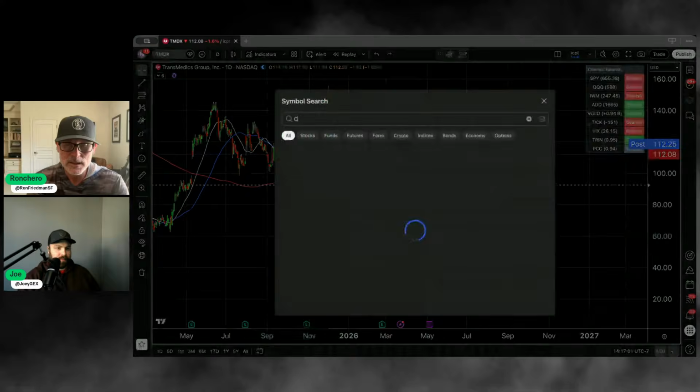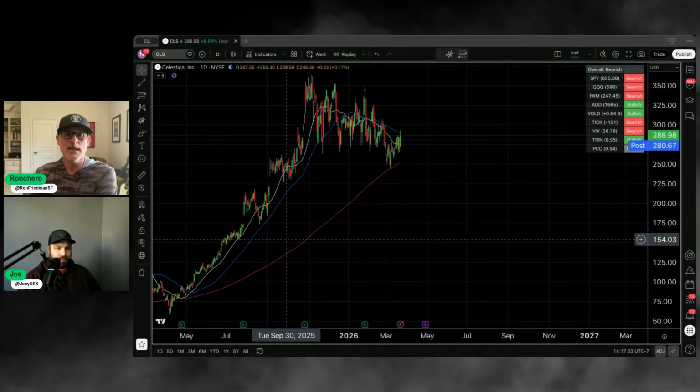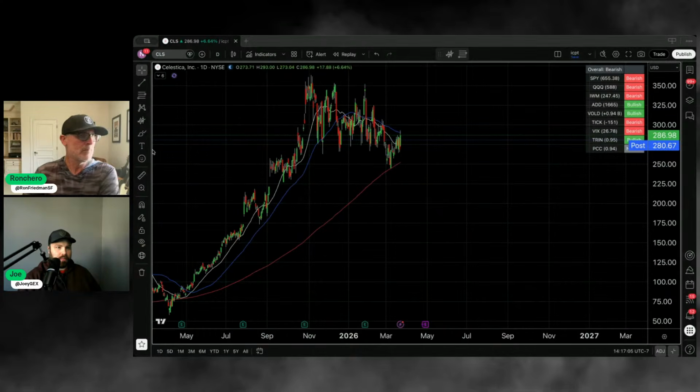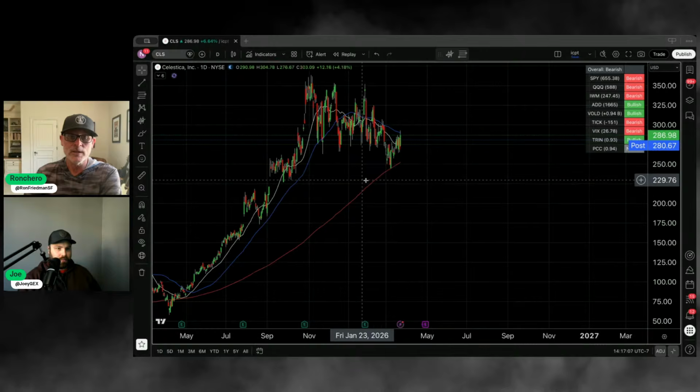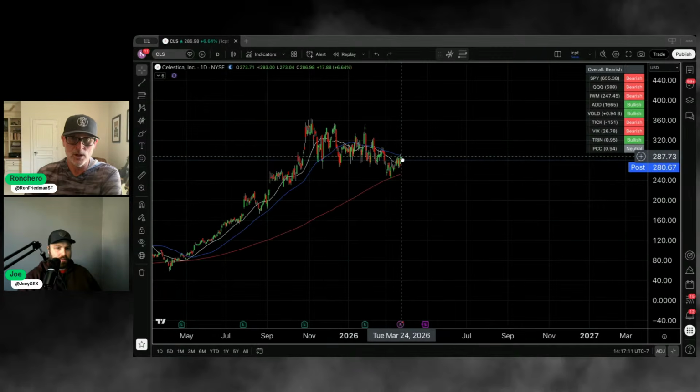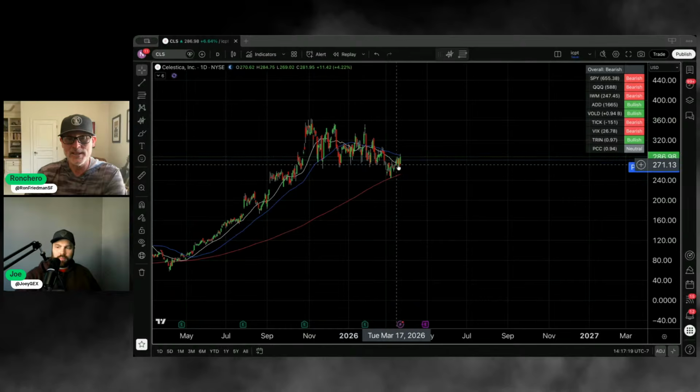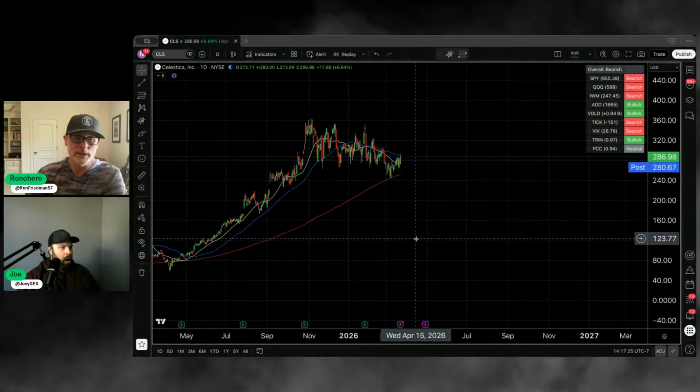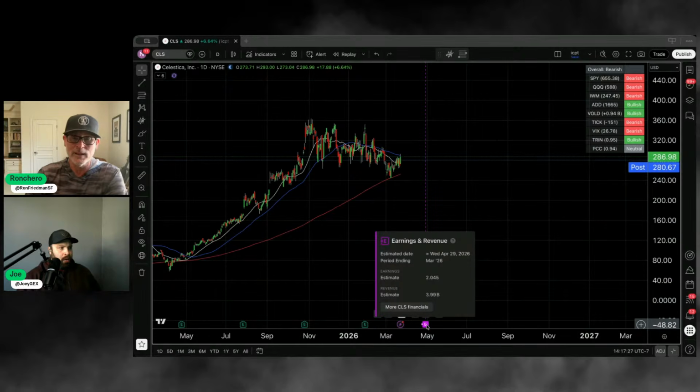CLS, Celestica. Okay. This one doesn't look horrible. This is a longer term uptrend with the short term starting to flatten out. Your 50s flattening out, your 20s flattening out, so these are pinching together. If price can consolidate inside of here and you like this as a trade, I think it's pretty good. The only thing that can get in your way and mess things up is earnings at the end of April.